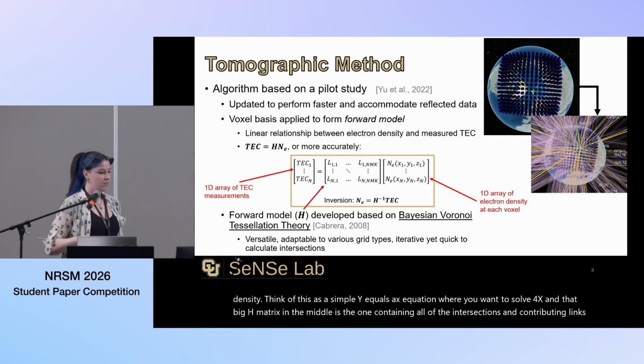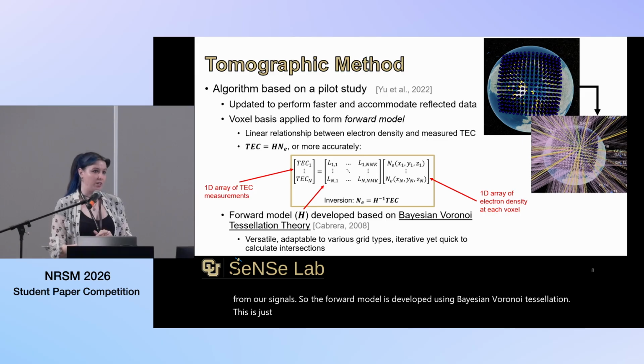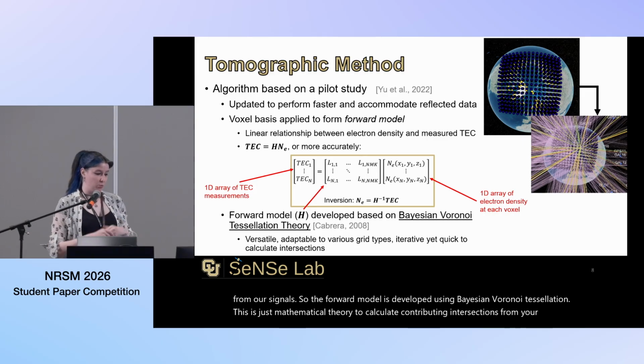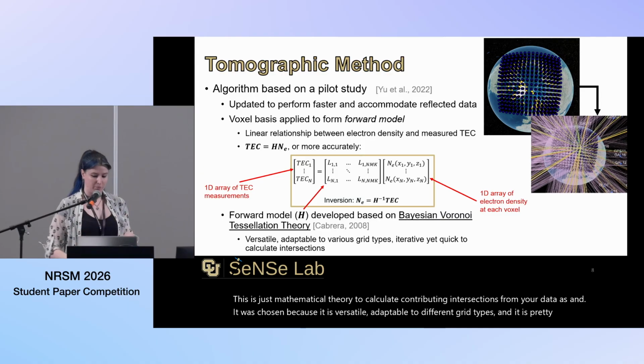So the forward model is developed using Bayesian-Voronoi tessellation theory. This is just mathematical theory to calculate contributing intersections from your data. And it was chosen because it is versatile, adaptable to different grid types, and it is pretty quick and iterative for calculating that.